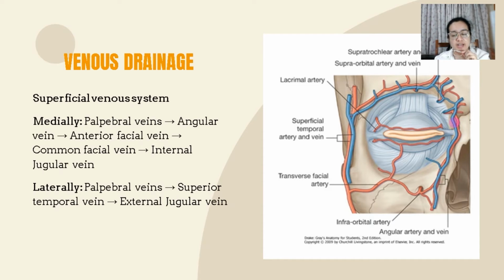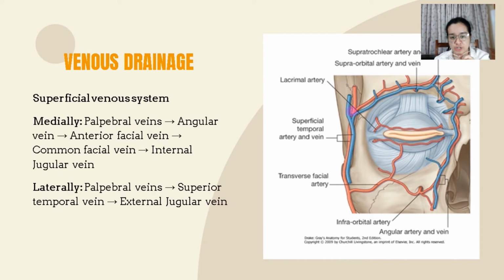The angular vein has a dual drainage, posteriorly into the deep venous system by the superior ophthalmic vein, and superficially and inferiorly into the anterior facial vein. The connection between the angular vein and the superior ophthalmic vein will be discussed on the next slide. Then, the anterior facial vein empties into the common facial vein, which then empties into the internal jugular vein.